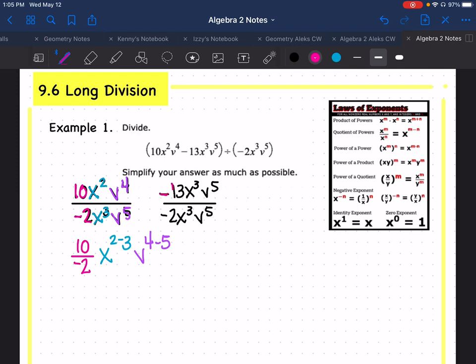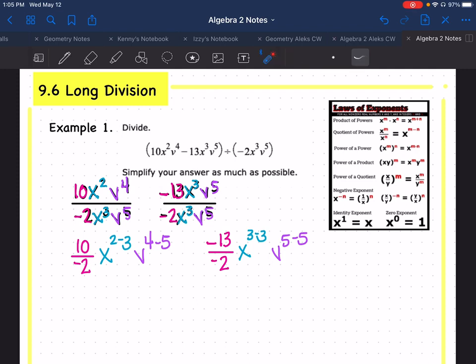All right, let's move on to the second one. I'm going to once again pair up the coefficients, and I'm going to see if I can divide negative 13 by negative 2. If I cannot divide them, then I'm going to leave them as a fraction. Same thing here, numerator minus denominator, and same thing for the v, numerator minus denominator. All right, let's actually go in and start dividing and subtracting.